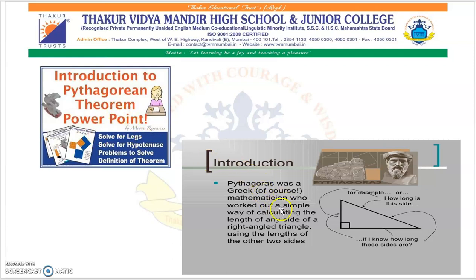Pythagoras was a Greek mathematician who worked out a simple way of calculating the length of any side of a right-angled triangle using the length of the other two sides. You can see here this is a right-angled triangle. One side is the longest side, other are the two sides, side 1 and side 2. This is the base, this is the longest side, and this is the perpendicular. This is the symbol for 90 degree.